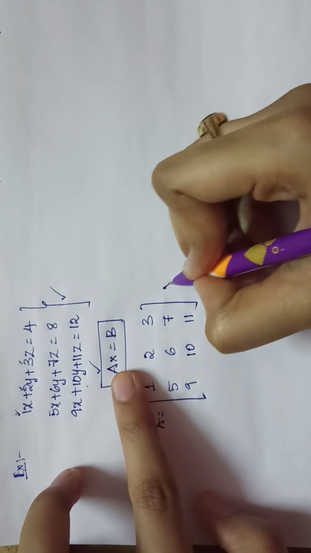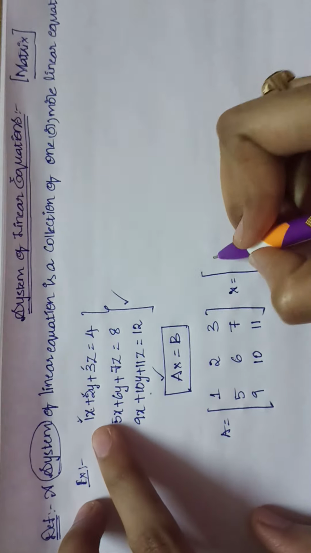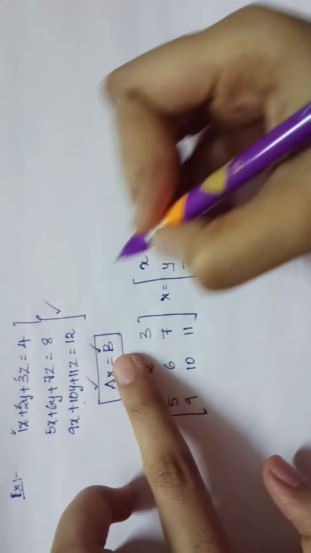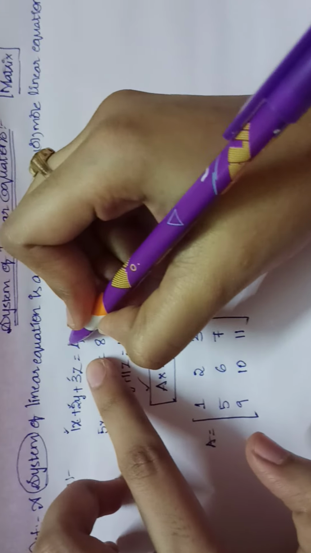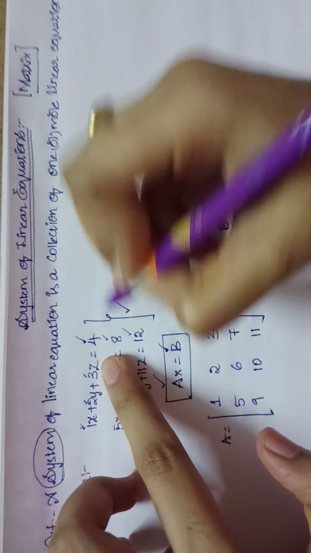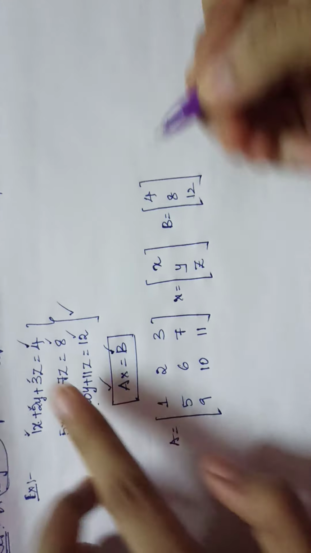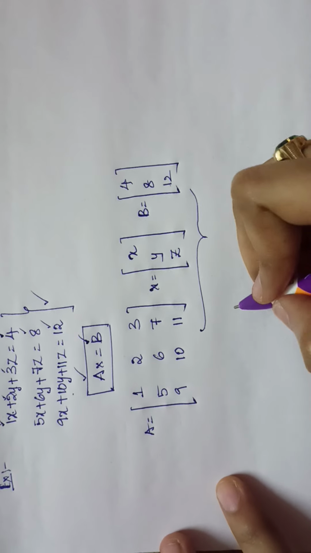Here x is nothing but the variables. What are the variables here? x, y and z. And the term b means the constants which are present here. What are the constants here? 4, 8 and 12. All this combined form is known as the augmented matrix.